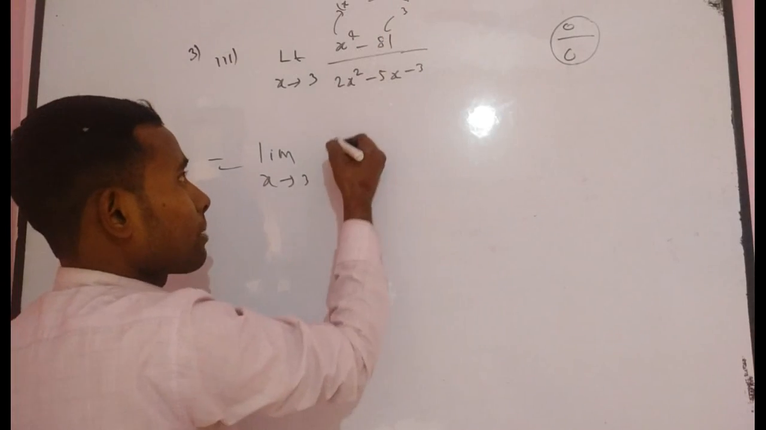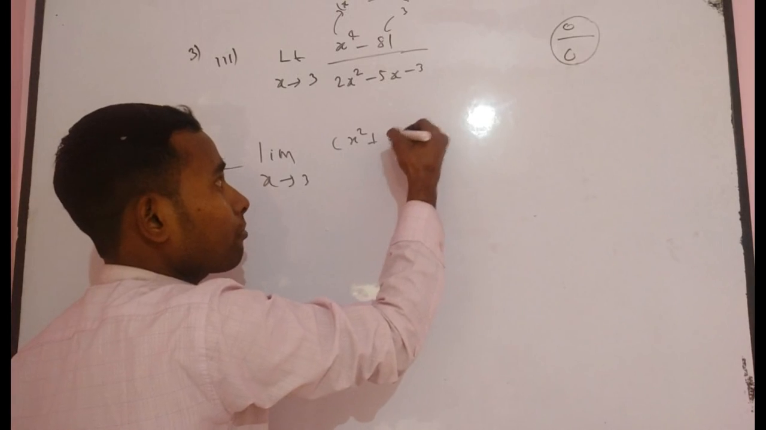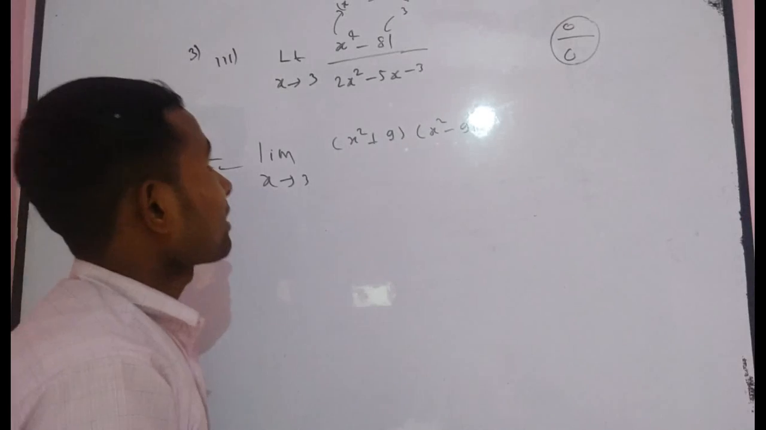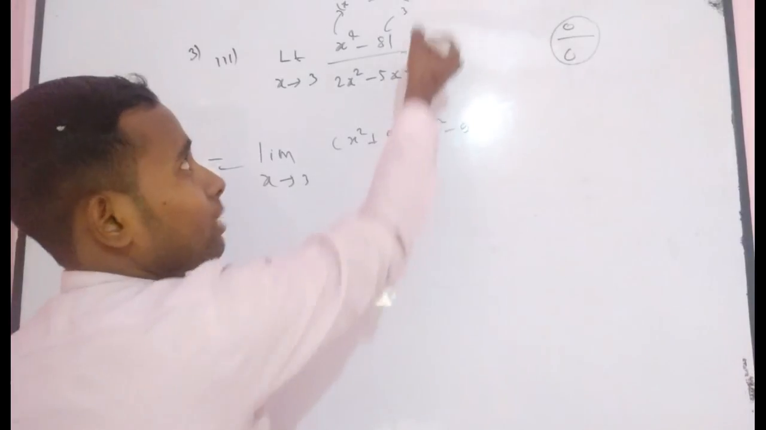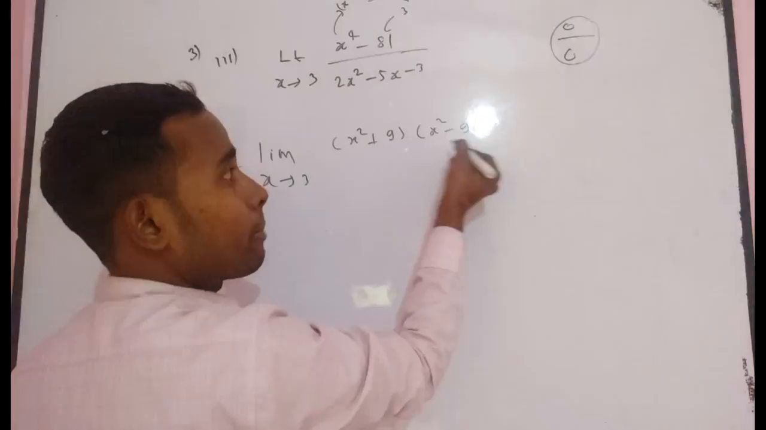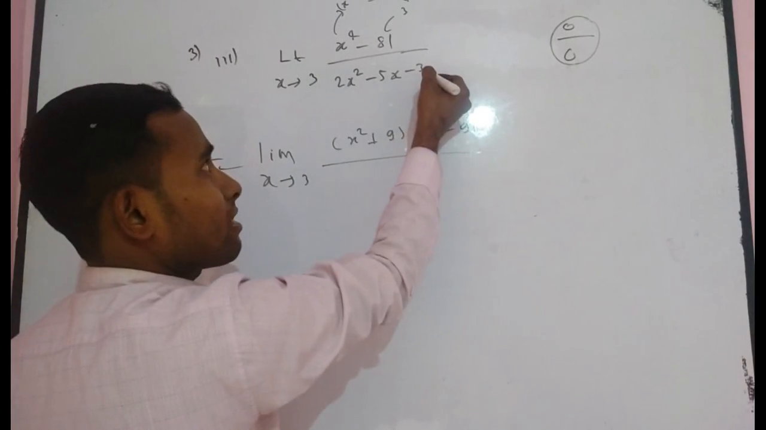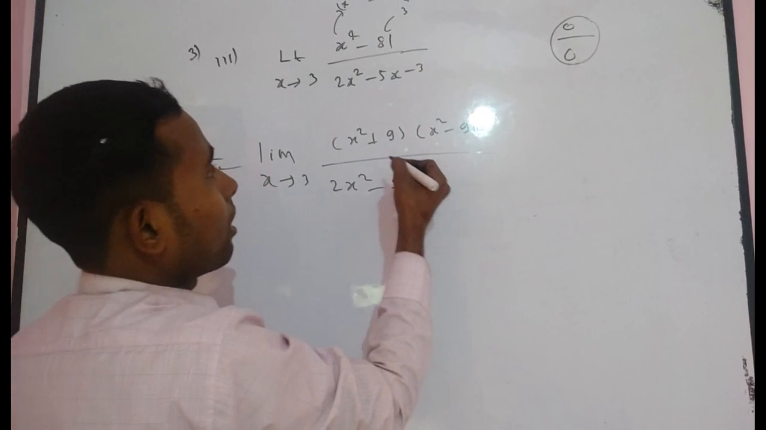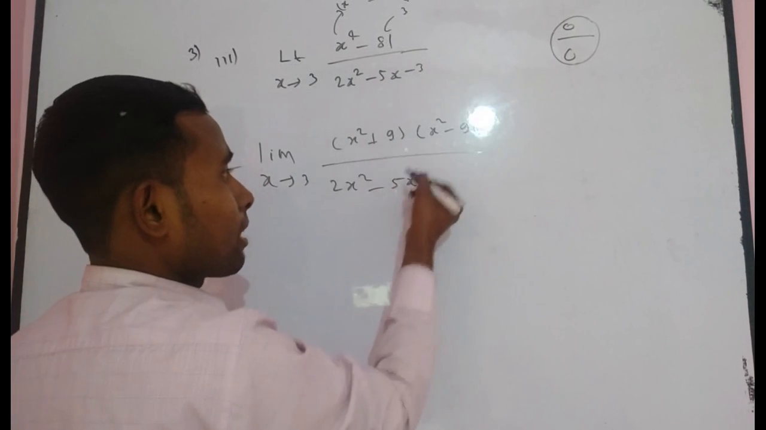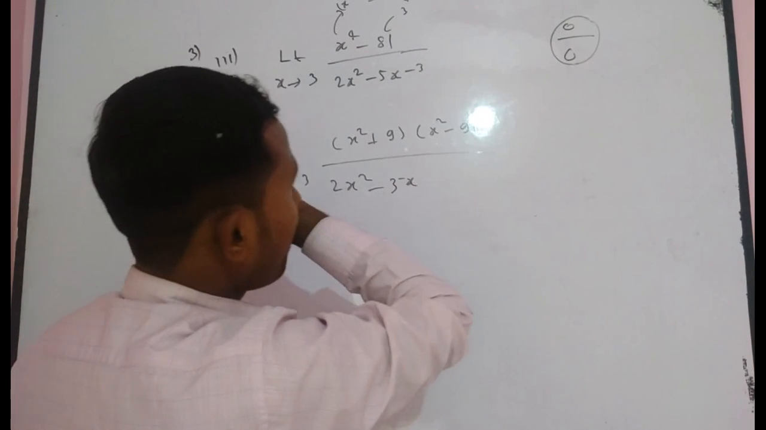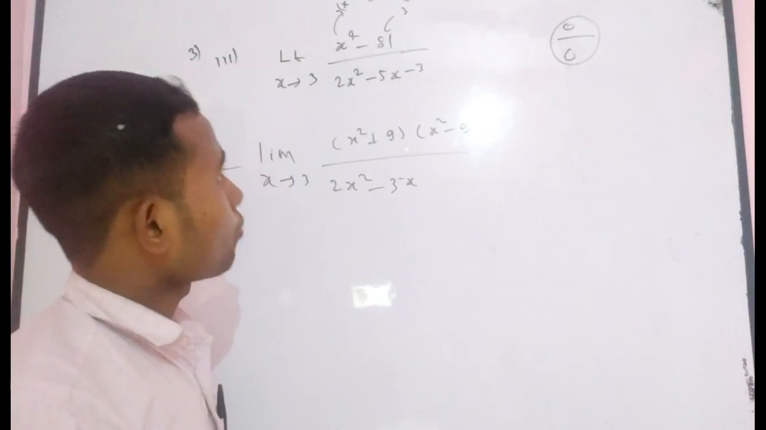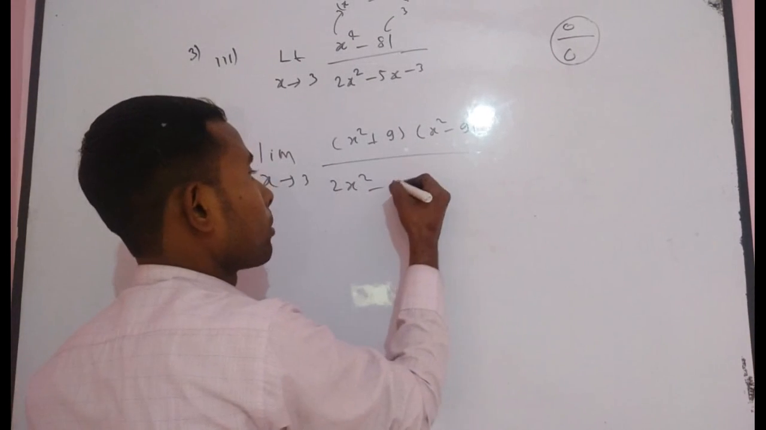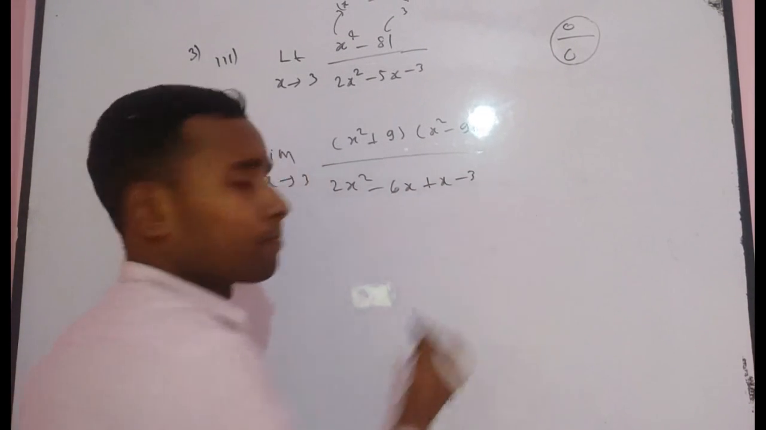So a square minus b square can be written as (a plus b) into (a minus b). How can we write it? It is just like (x square plus 9), that means 3 square is 9, into (x plus 3) into (x minus 3). Now in the denominator, can you write 2x square minus 5x minus 3? Minus 3 can be written as minus 6x plus x minus 3.